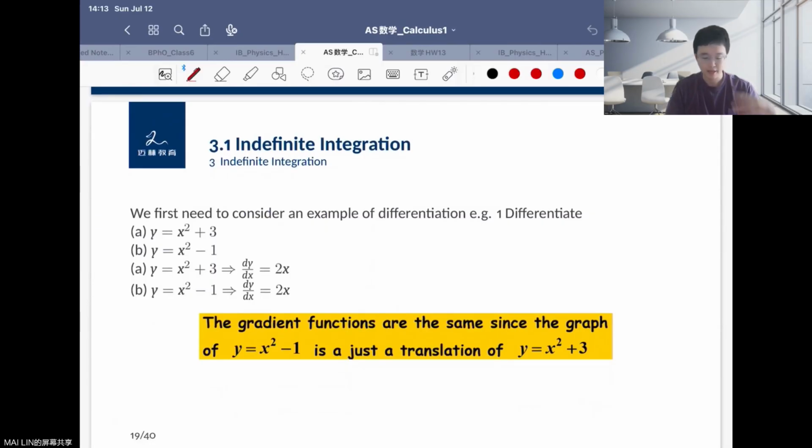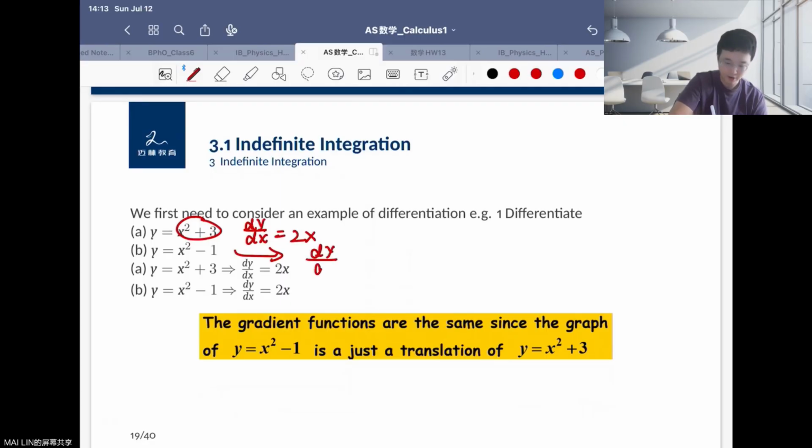And if we want to differentiate, for x squared plus 3, the differentiation dy over dx is 2x, right? And here the differentiation dy over dx is also 2x, right? So we can find that the differentiated function 2x has the same original functions, x squared plus 3 and x squared minus 1, right? So maybe they have the same gradient, right?